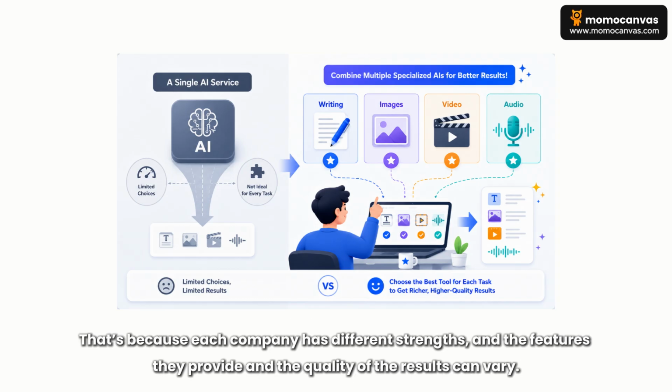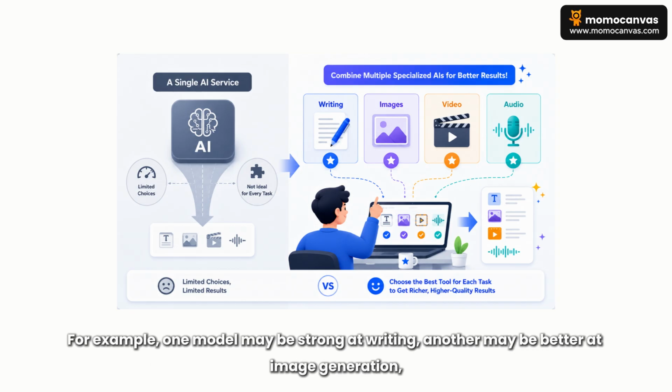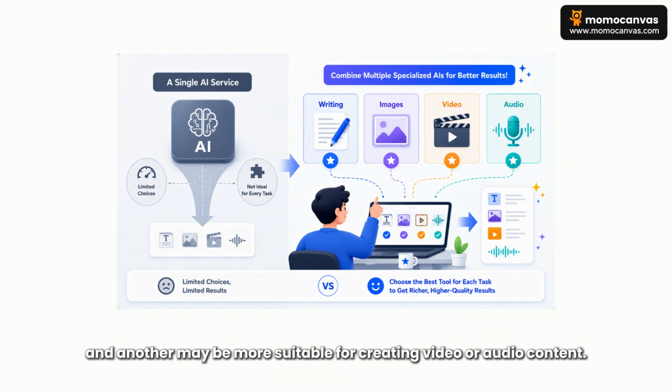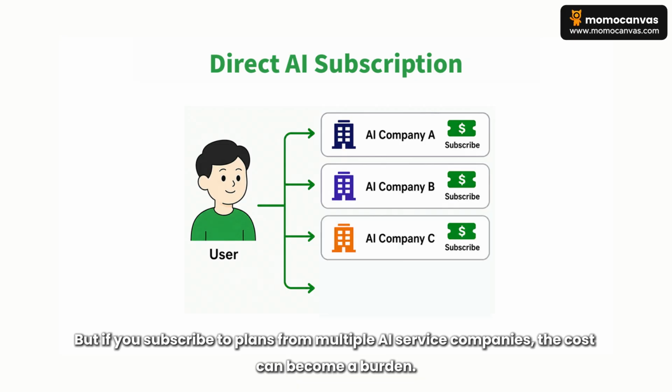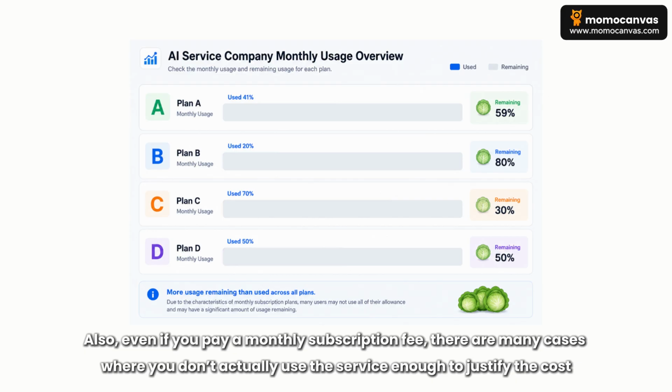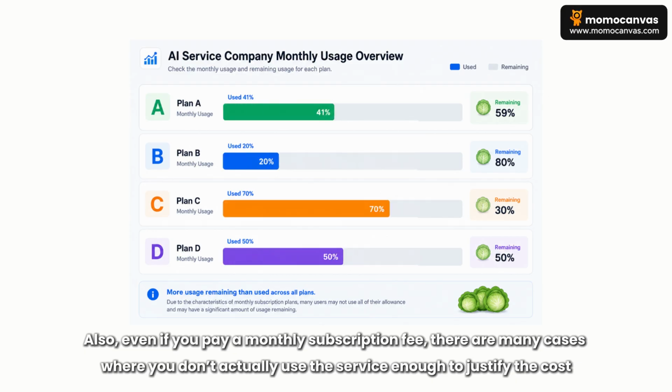That's because each company has different strengths, and the features they provide and the quality of the results can vary. For example, one model may be strong at writing, another may be better at image generation, and another may be more suitable for creating video or audio content. But if you subscribe to plans from multiple AI service companies, the cost can become a burden. Also, even if you pay a monthly subscription fee, there are many cases where you don't actually use the service enough to justify the cost.